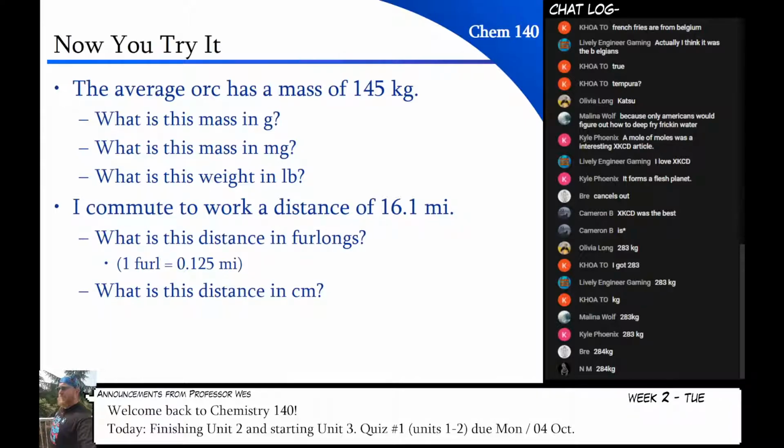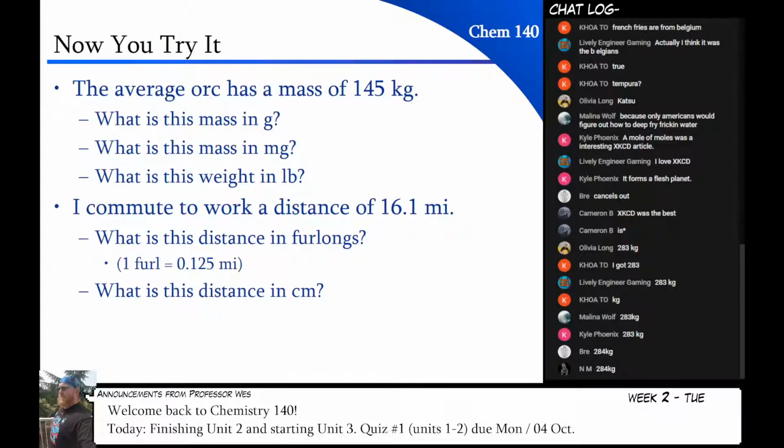Same thing on the bottom problem. I commute a distance of 16.1 miles. How many furlongs is that, and how many centimeters is that? You can work from whichever step helps you feel comfortable. Do note that you may have to convert to something, then convert to something else, and then convert to something else to get the answer for some of these problems. You might not find a conversion for how many centimeters are in a mile, but you know how many feet are in a mile, how many inches are in a foot, and how many centimeters are in an inch. So you can string them all together.